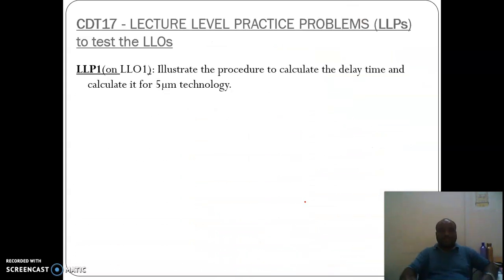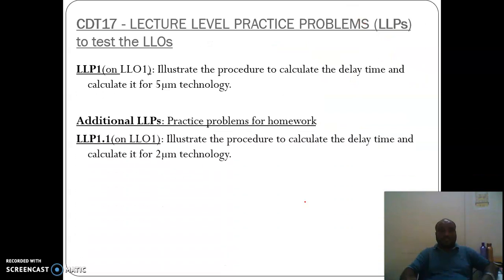Based on this topic, there are a few lecture level problems to be discussed in our classroom. That's all for this topic.